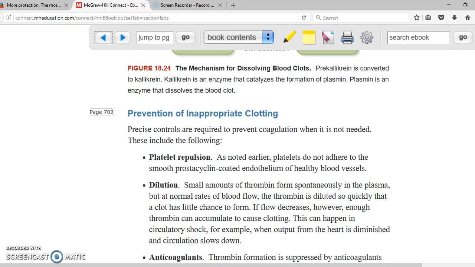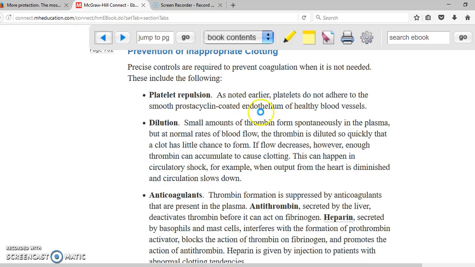Okay, so then here it says prevention of inappropriate clotting. Basically, after you produce thrombin and coagulation starts to make the blood clot very hard, how come this does not continue? That's basically what it says in here: how the blood clotting does not continue. How come you don't create a bigger and bigger blood clot? Well, there are quite a few reasons.